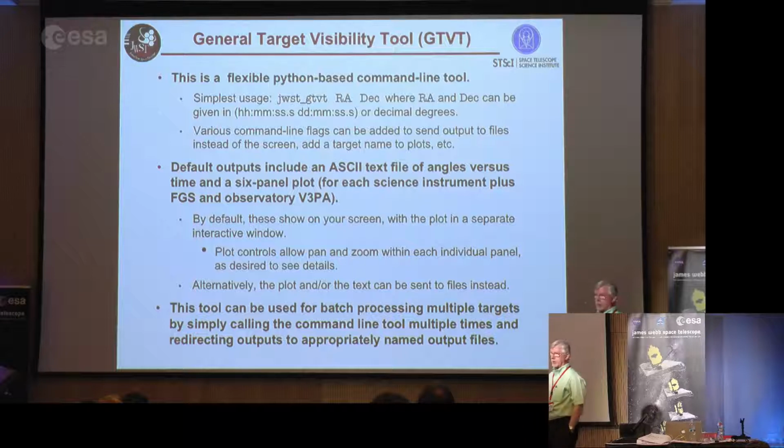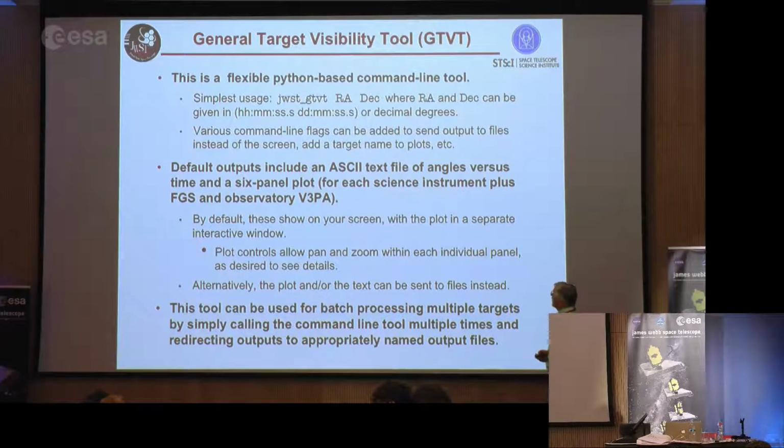Okay, so let me talk a little bit specifically about the general tool now. It is Python-based, but it kind of doesn't matter to you all. You don't have to know Python. It's literally just the tool name, and you enter a right ascension and a declination. You can do that in decimal degrees or in the sexagesimal format, so either of those will work in the tool. And then there are a bunch of flags you can add onto that if you want to do specific things, and we'll talk through some of those options.